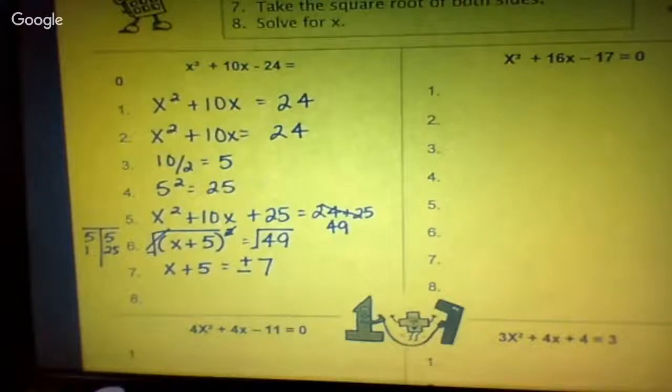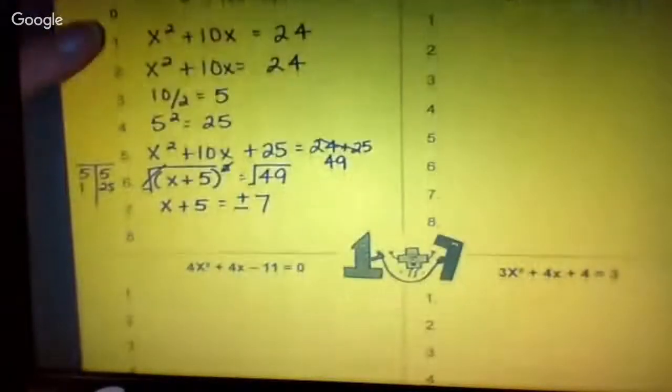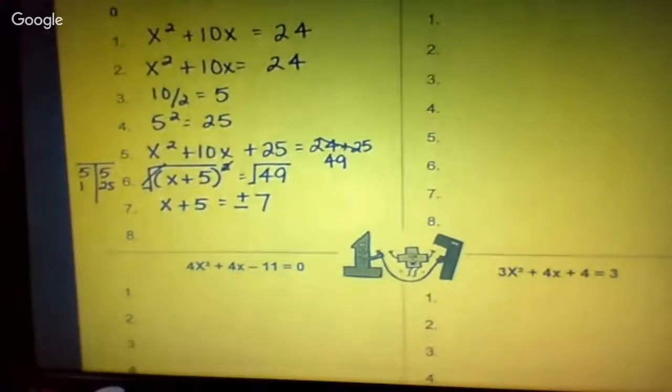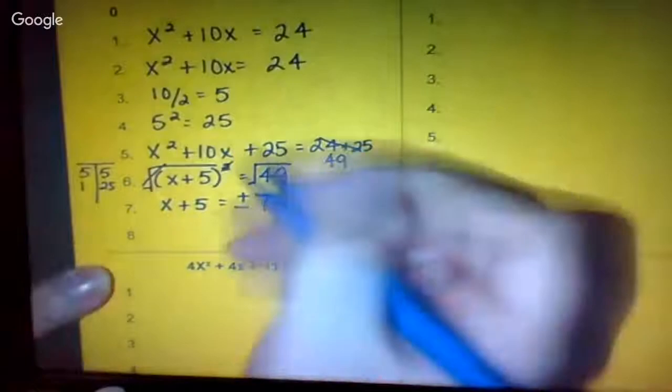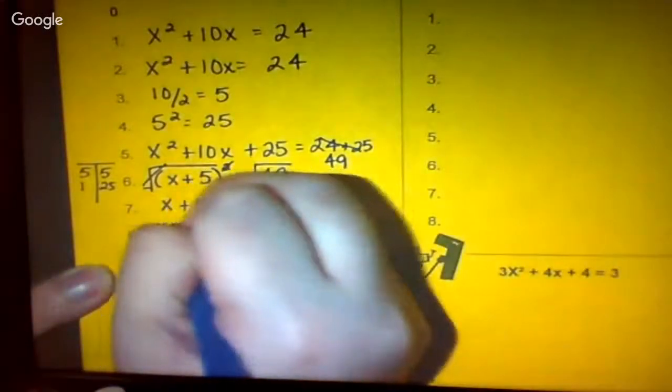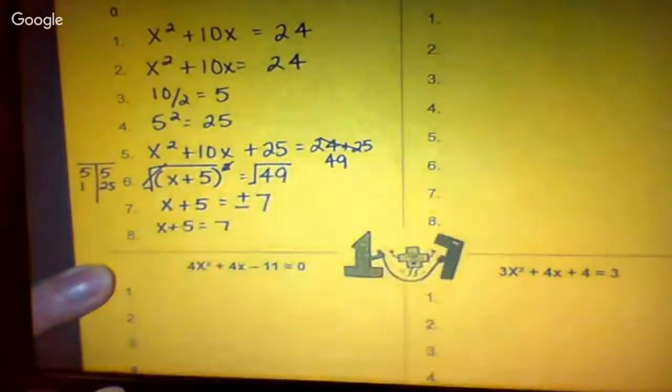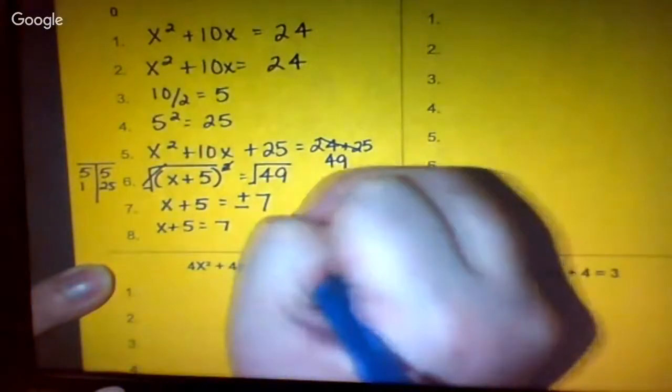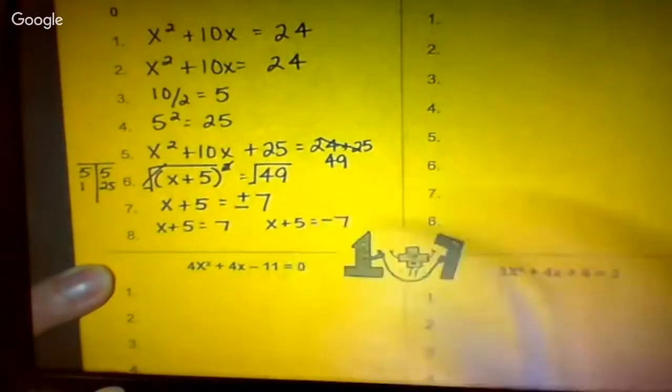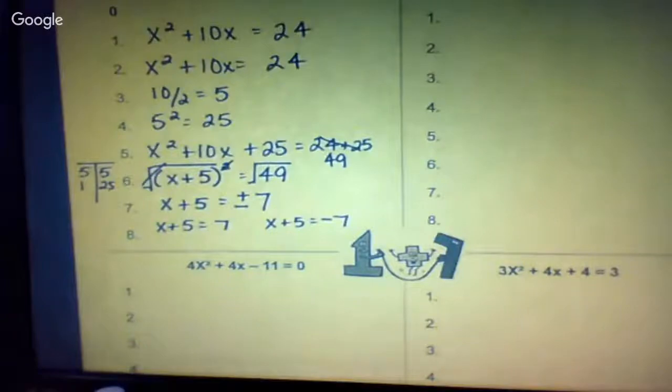The last piece is to solve for x. So now this breaks into 2 equations, just like your quadratic formula did, where you did negative b plus the square root and negative b minus the square root. This happens the same way. So we've got x plus 5 equals positive 7 and x plus 5 equals negative 7. We now need to solve both of those for x.